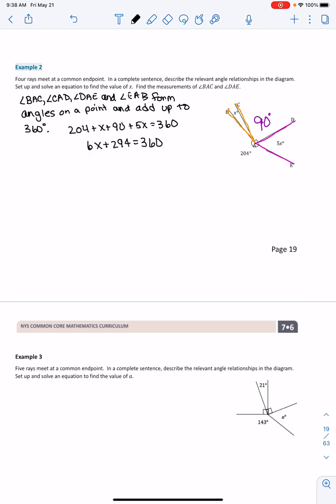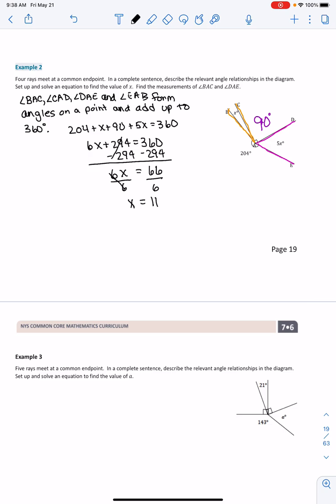The next thing I'm going to do is subtract 294 from both sides. On the left-hand side, I have 6x left. On the right-hand side, when I subtract both of those numbers, I have 66 left. So when I divide both sides by 6, I have x equals 11.